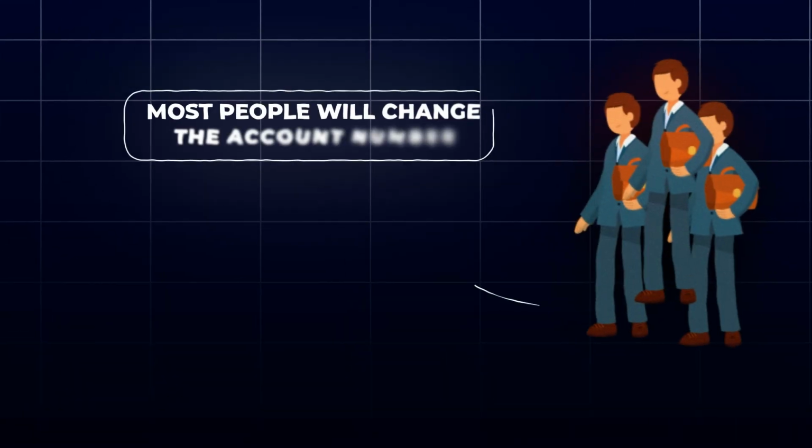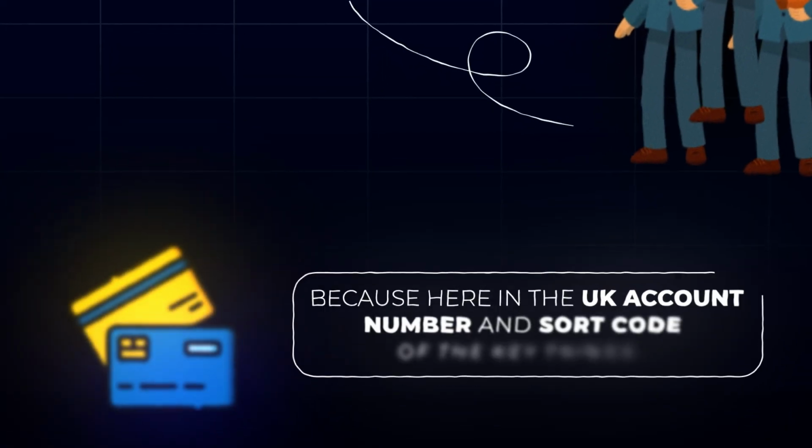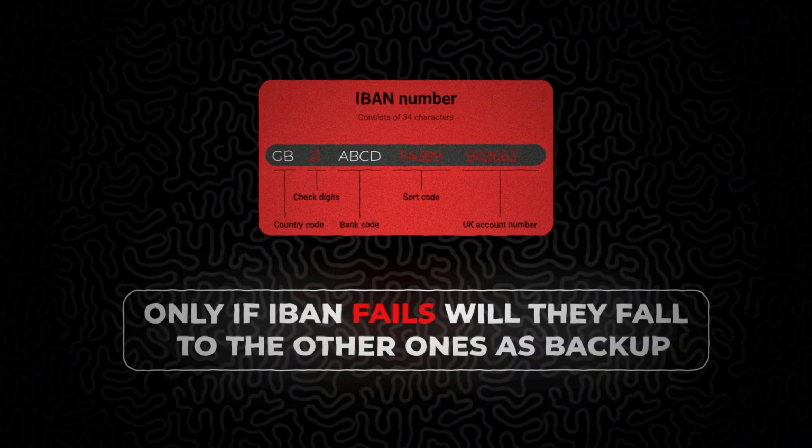Typical issues with OnlyFans banking stem from simply a lack of understanding. When people are presented with the opportunity to change the details on the account, they don't understand which details to change. With GBP, you've got 4 options and a name and an address. Most people will change the account number because here in the UK, account number and sort code are the key things. But actually on the payouts, the IBAN is the most important. And whether the IBAN relates to the account number actually doesn't matter, providing that the IBAN's correct. Only if the IBAN fails will they fall to the other ones as backups.